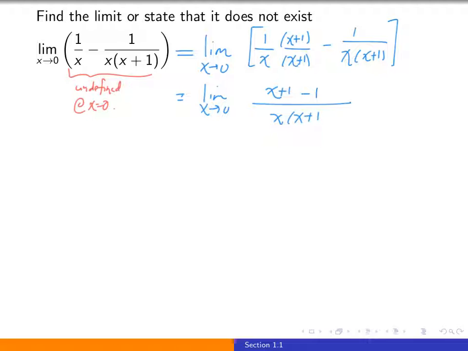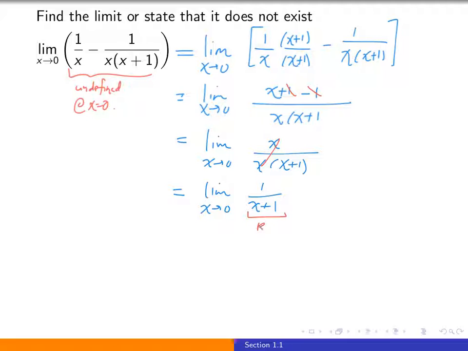So now, plus 1 minus 1 cancels, and the only thing that we are left with in the top is an x, and that's very nicely going to cancel off with the x that we have in the denominator. And at this point, we are in an ideal situation. We have the limit of a rational function, so we can simply apply our substitution property.